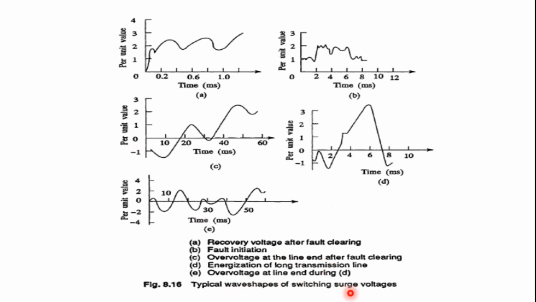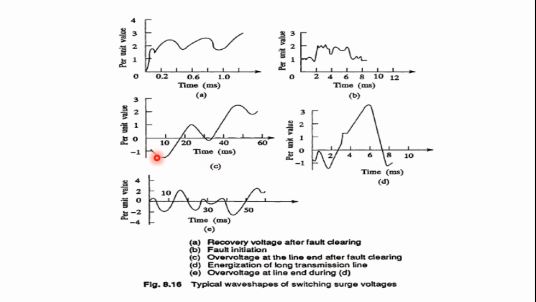These are different wave shapes of the switching surges that we are considering. Okay, the first one is the recovery voltage after the fault clearing. Just we can see that the peak value is around 3 per unit, and when there is a fault initiation, the per unit value is as high as around 2 per unit and varies down to 1 per unit, and the overvoltage at the line after the fault clearing.